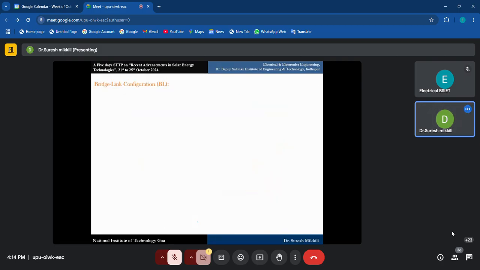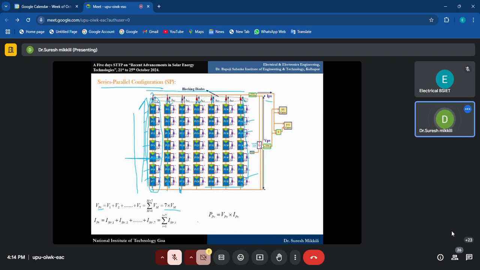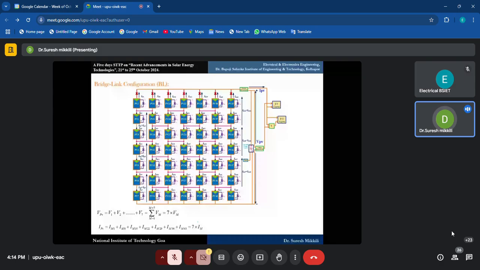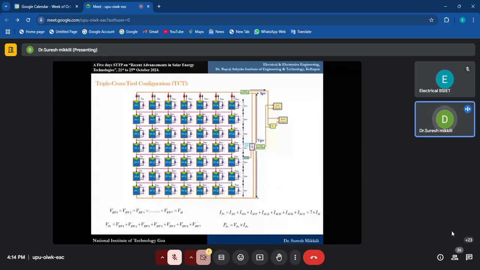Now there are some researchers working on it. Rather than series-parallel, why can't we consider all points connected together? Previously series-parallel was considered. Now what they have done is that all the modules are connected together. It is called total cross tied.